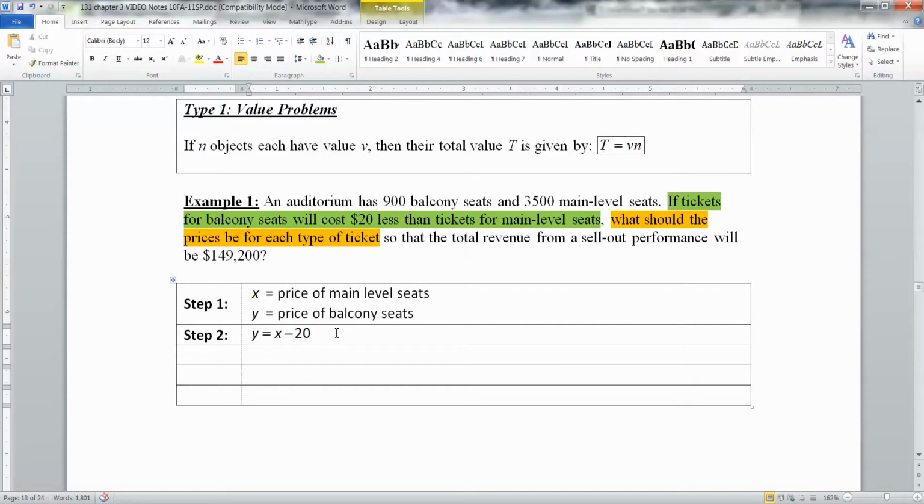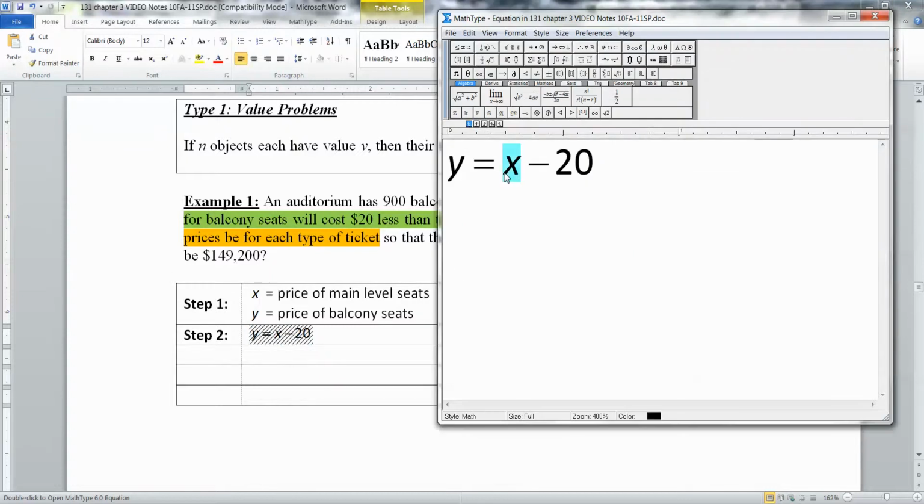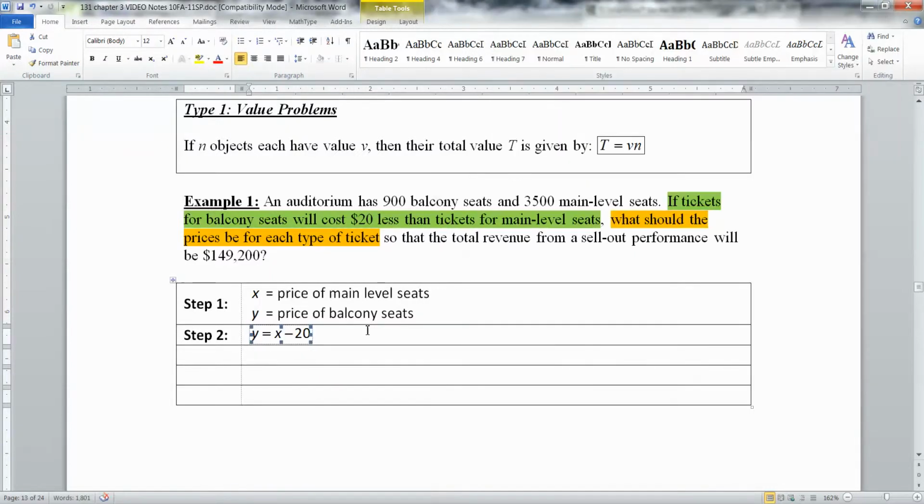Now, you always want to kind of figure this out in your head. Like, okay, if they're charging $50 for main level, that would be going in for x, right? 50 minus 20 makes 30 for the balcony, right? That would work. Because if this number was 50 here for x, then this would be 30 here for y, and that would make sense. Because everybody always gets confused. Is it 20 minus x? Is it x minus 20? So it's $20 less than. Less than means you're going to flip the order. So you're going to go x minus 20. All right, so that one came from that guy.